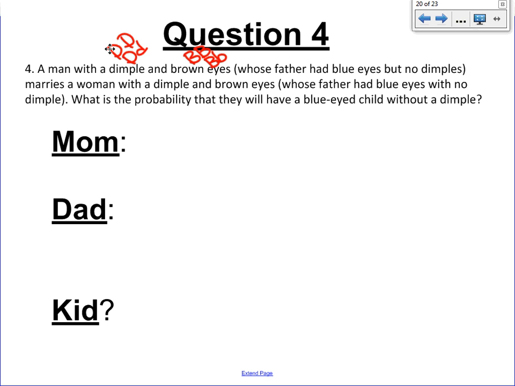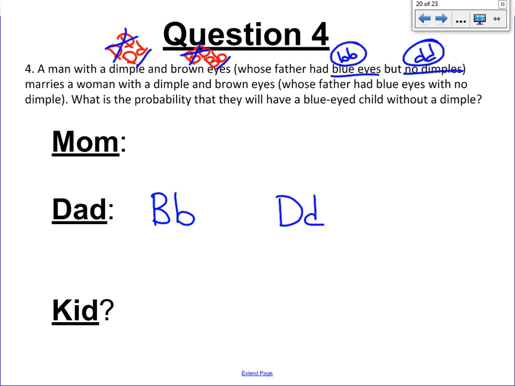Now, if you take a look, dad's dad has blue eyes and no dimples, which means that in both cases, his dad had to be little, little, which means the only letter that dad could give was a little b and a little d. That means this guy can't be either of those two, because his dad couldn't have given him a big B and couldn't have given him a big D. So now we know that dad has to be big B, little b, and big D, little d. So if we take a look here, we put these out here like this. Now let's take a look at mom.